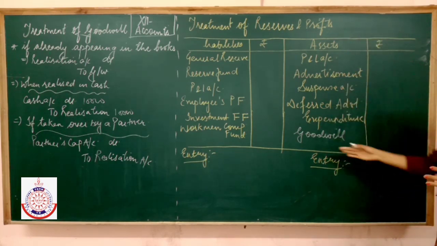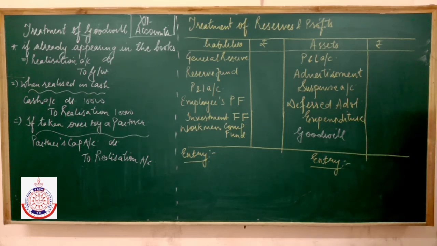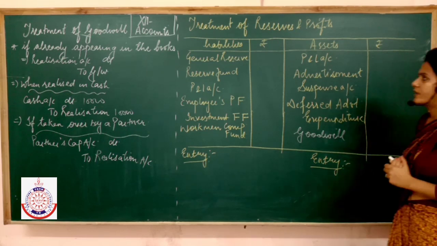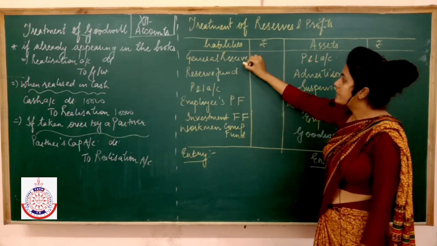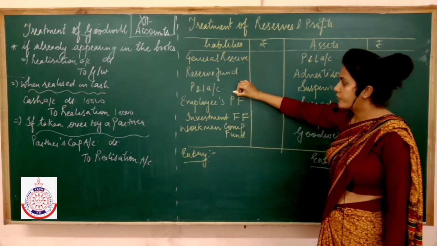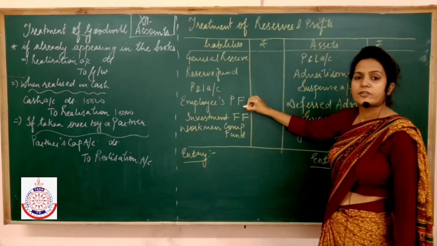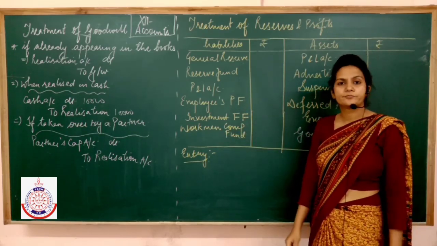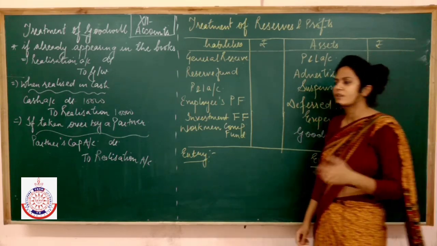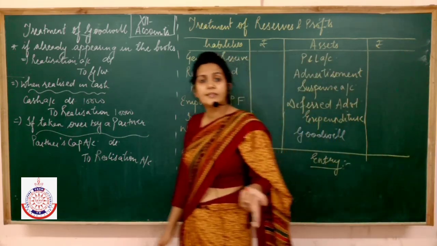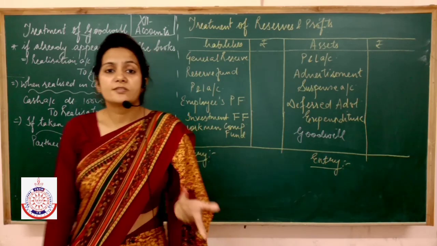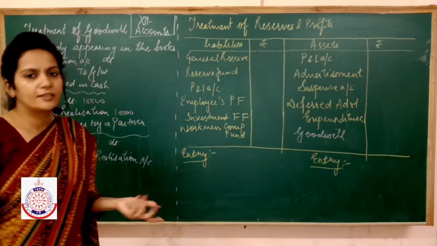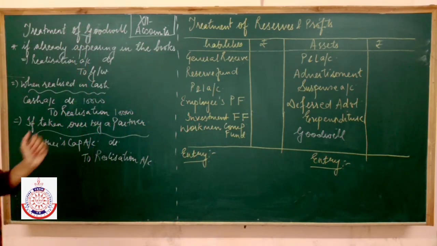You can see I have made a balance sheet in front of you. A balance sheet is there on the board. Just have a look at that. What all items have I written? General reserves, reserve fund, profit and loss account, employees provident fund, investment fluctuation fund, workmen compensation fund. Now you must be thinking, all these things we have already done in admission and retirement, then what's new? Exactly, there is nothing new, excepting a few things.